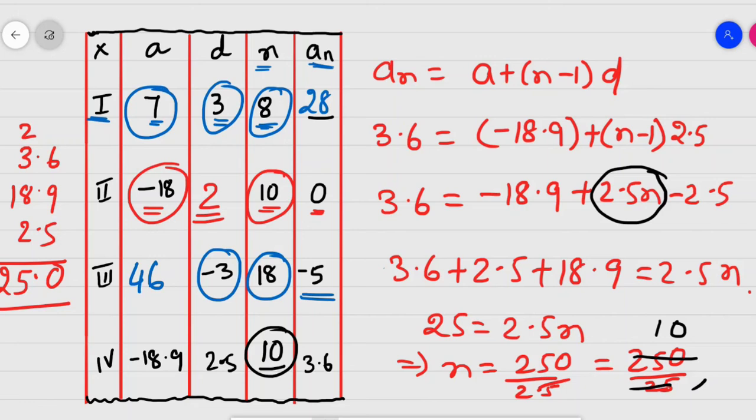And what are the 4 things, the most important things in your arithmetic progression? First term a, common difference d, number of terms and nth term. These 4 are the most important things to be taken into consideration while solving any of the questions given in your arithmetic progression chapter.